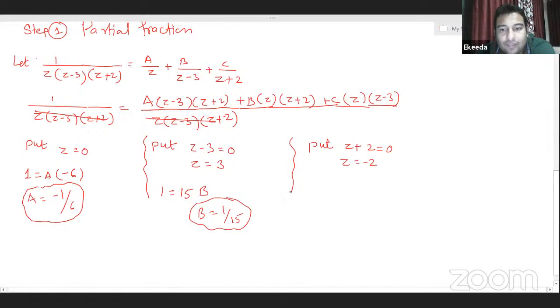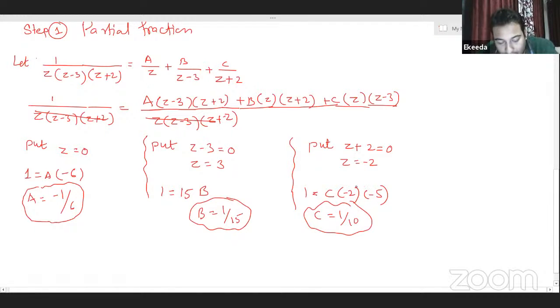Likewise, I'm going to get the value of C. For that, I'm going to put z equal to minus 2. So 1 equals, minus 2 plus 2 will be 0, and 0 into anything is 0, so the entire term will be gone. Minus 2 plus 2 is 0, the entire term is gone. Putting minus 2 here, this is C into minus 2, and minus 2 minus 3 is minus 5. Minus minus plus, so C is equal to 1 by 10. We got the three values A, B, C: minus 1 by 6, 1 by 15, and 1 by 10.